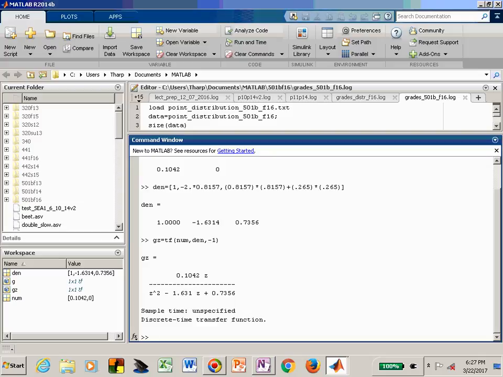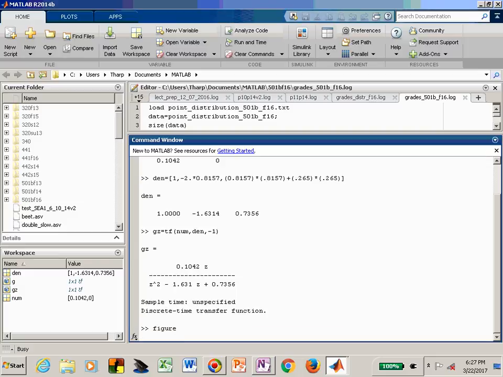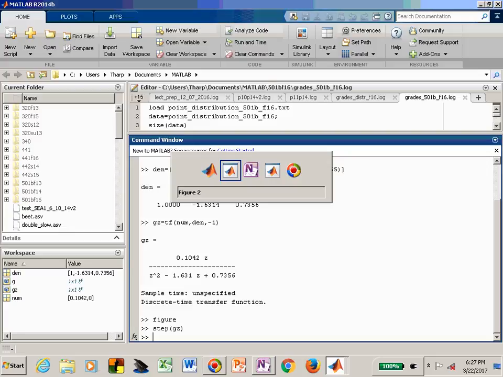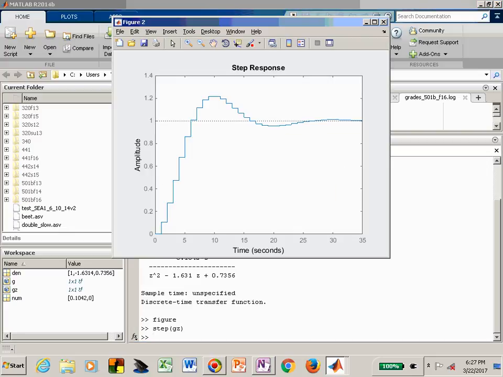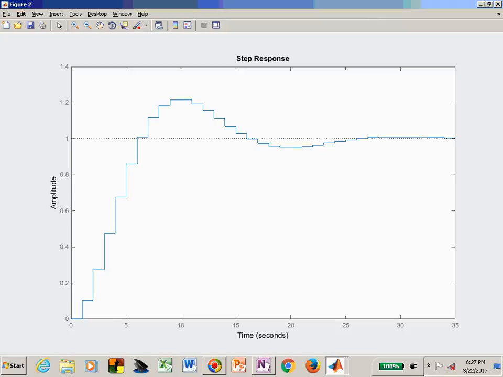And if I now said something like, let me go into a different figure, let me say step of gz. This is now the response that I would obtain. But MATLAB doesn't do a very good job of realizing that that's not in seconds, that's in sample periods. So when you see 10, that represents 10 sample periods, and that's when we're peaking. That's what we wanted. And then we go out here to 30 sample periods, and that's where we settle. That was our settling time. So this seems to be producing what we wanted.